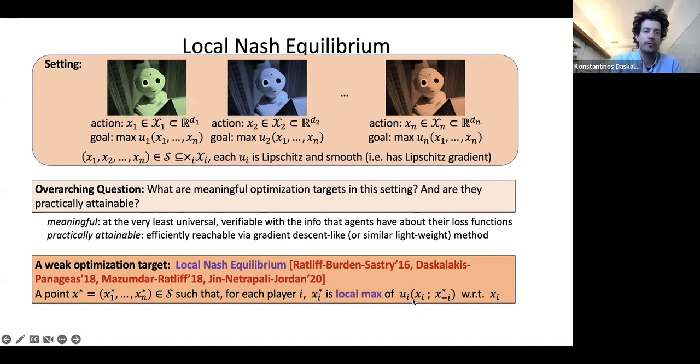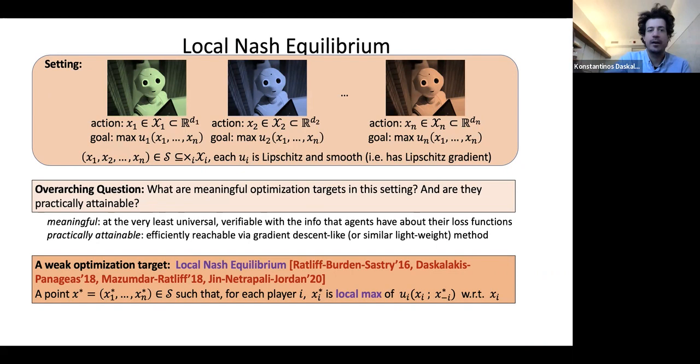It might not be the global maximum of their utility given what the other guys are doing, which would be a Nash equilibrium if that was satisfied. If I remove the word local from here, that is the definition of Nash equilibrium. And rather than going for Nash equilibria, which as I said do not exist, I just want to put a local in there, in the hopes that this thing does exist, right?